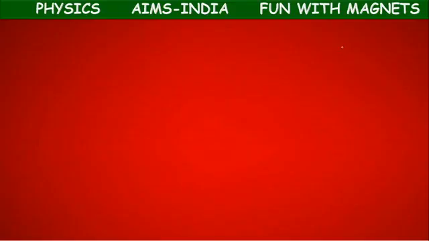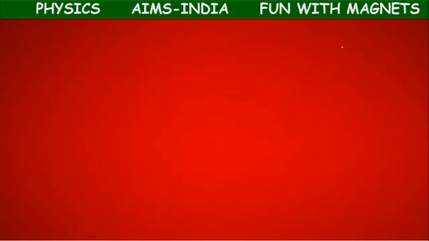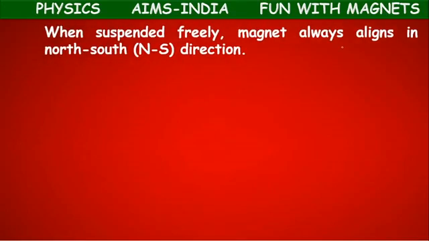Okay. So next, the magnet also has another property, which is a very important property, used in so many real life situations. That is, when the magnet is suspended freely, it always aligns in the north-south direction.